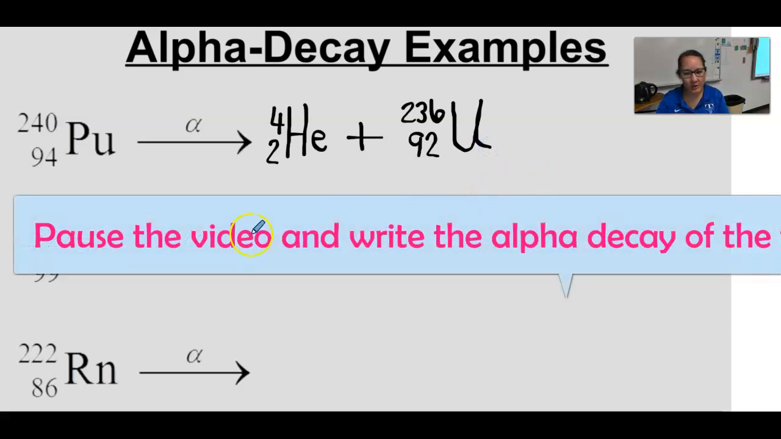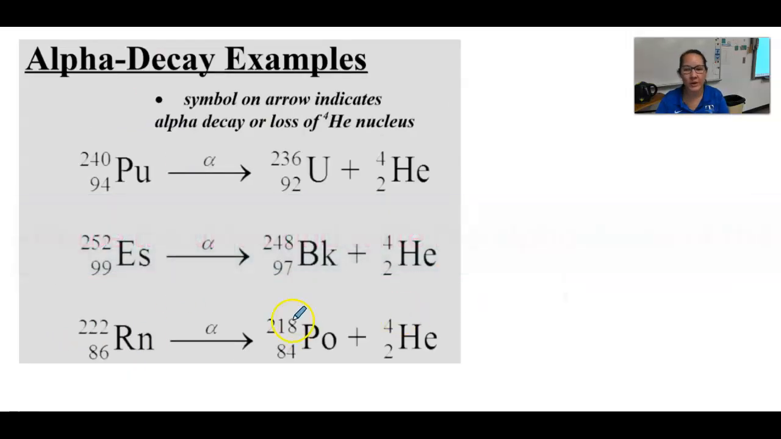So now I want you to pause the video and try the next two examples and then unpause the video to see the answers. Here are the correct answers. So remember, it doesn't matter what order these are in on the right side of the arrow. They are both alpha decays, so you should have a 4 over 2 helium written for both of them. And then remember that the masses on the right side have to add up to equal the mass on the left, and the atomic numbers on the right side have to add up to equal the atomic number on the left. So you can check your answers here for the alpha decay examples you just did.